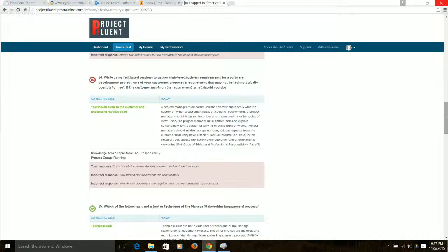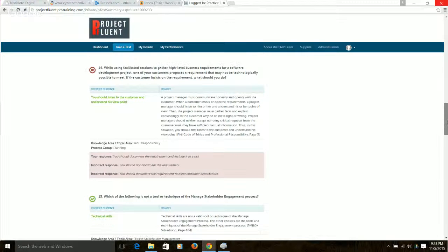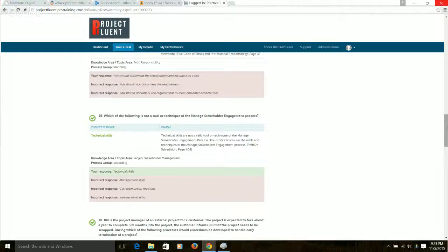So they say here, a project manager must communicate honestly and openly with the customer. When a customer insists on specific requirements, a project manager should listen to them and understand his or her point of view. Then the project manager must gather facts and explain convincingly to the customer why he or she is right or wrong. Project managers should neither accept nor deny critical requests from customers until they have sufficient factual information. So in this situation, you should listen to the customer and understand his viewpoint. Right. So remember, you always look at it not from the real life perspective, but from the PMI perspective.